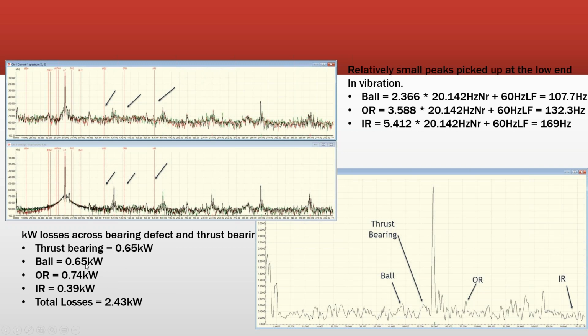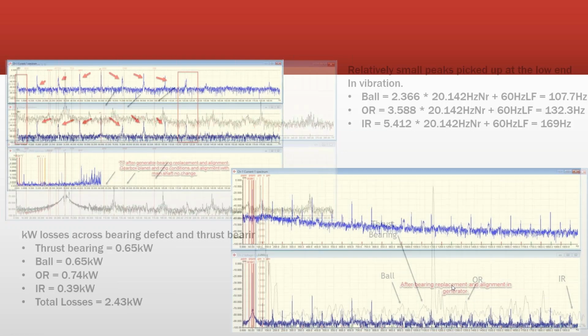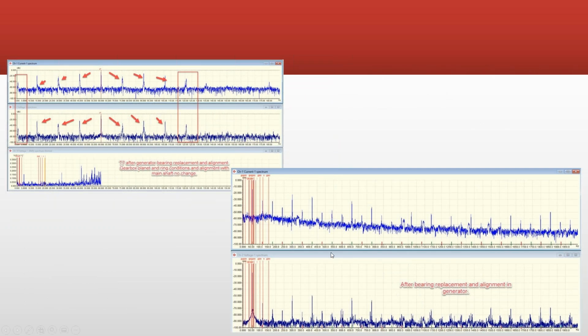So on the left-hand side, you see we dropped down from 11 kilowatts loss across that bearing, or those bearings, to about 2.4. And that's because I'm only calculating those peaks. And of course, some of those other conditions still existed.